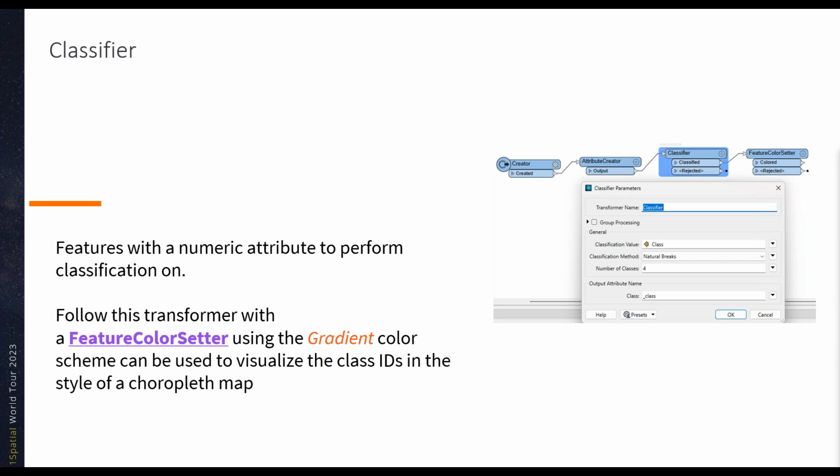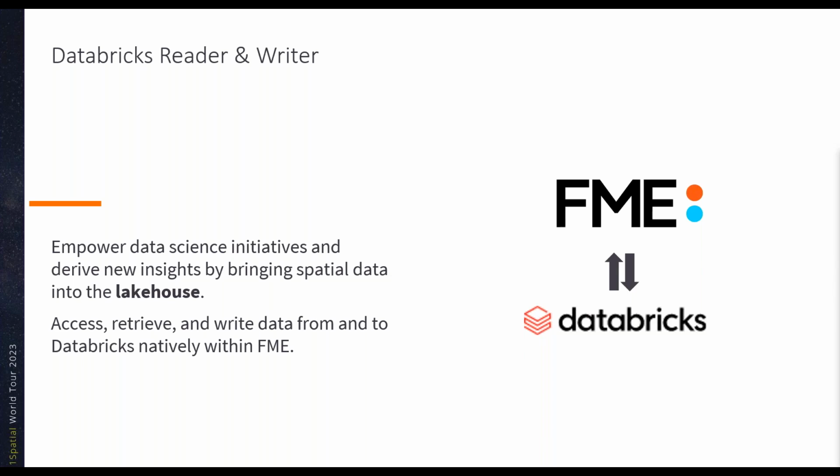And there's a new transformer, the classifier. This sorts and groups features into user-defined numbers of classes based on an attribute value, and it stores that class ID as a specified output attribute. It's a group-based transformer, and it can be really useful when used alongside something like the feature color setter to visualize classifications. There's a Databricks reader and writer now in FME, also a connector in there as well. You can now do queries as you would do in any other database into Databricks.